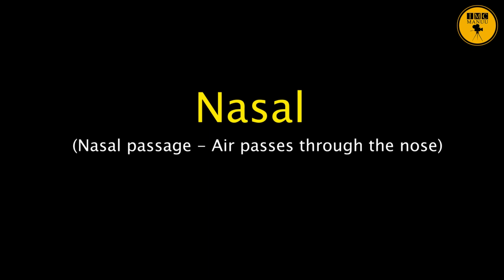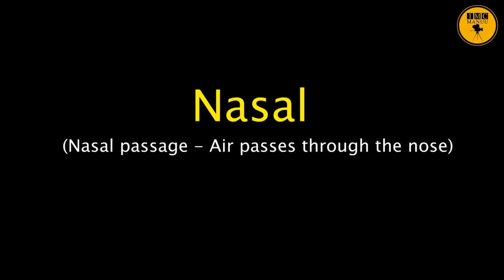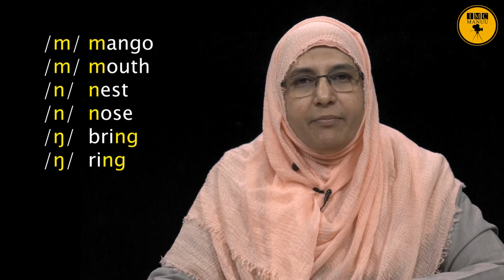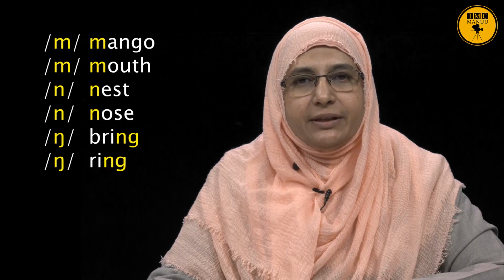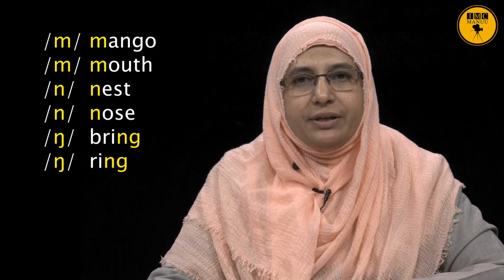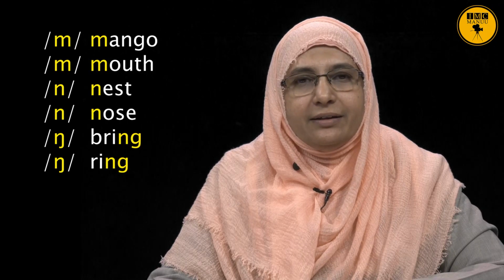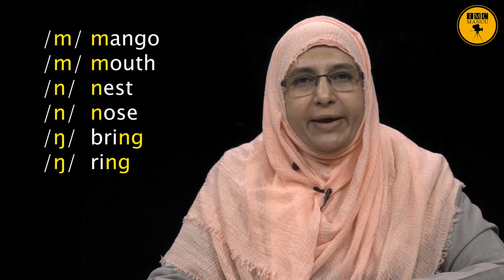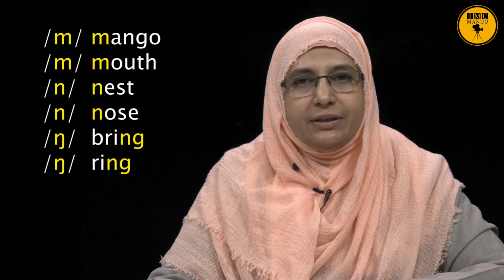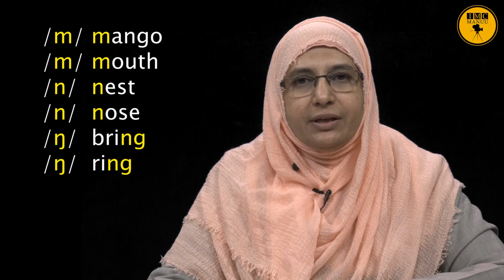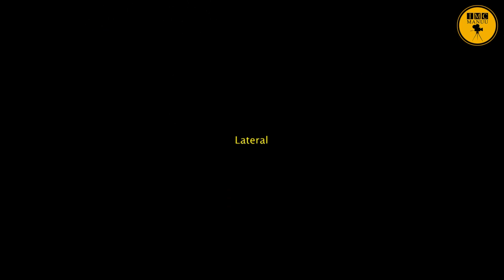We now move on to the next manner of articulation, the fourth manner of articulation, and it is nasal. When we utter sounds that are nasal, it is the nasal passage that is used. Air passes through the nose. Listen to these sounds: mango, mouth, nest, nose, bring, ring. Please repeat with me: mango, mouth, nest, nose, bring, ring.